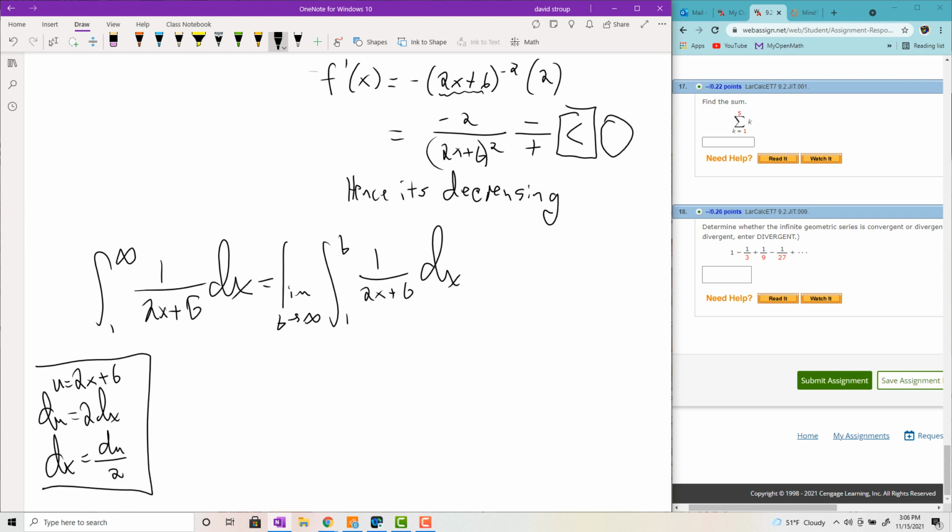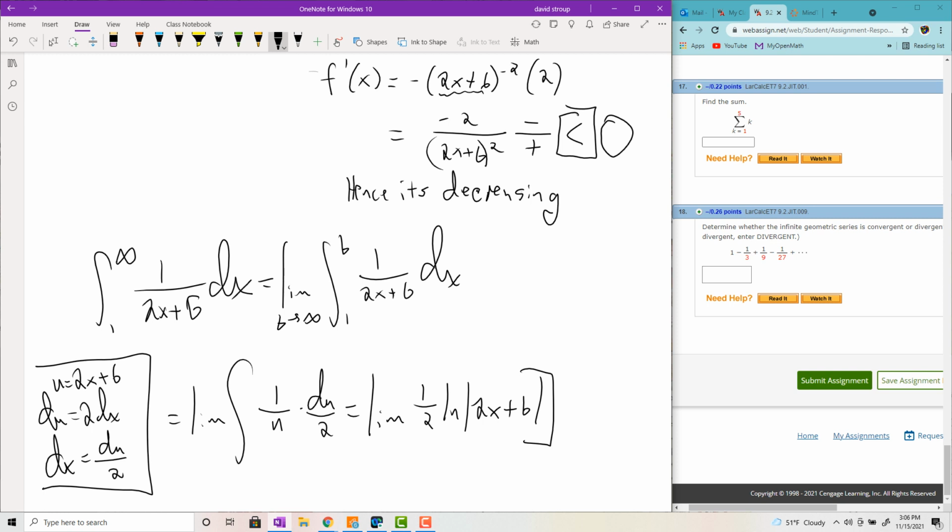All right, so I'll drop all of the characteristics, the b going to infinity, the 1, the b, and rewrite it as 1 over u times du over 2. So it'll be the limit. You can factor out the 1/2, and then the integral of 1 over u is just the ln of u. Back subbing, you get the ln of 2x plus 6.